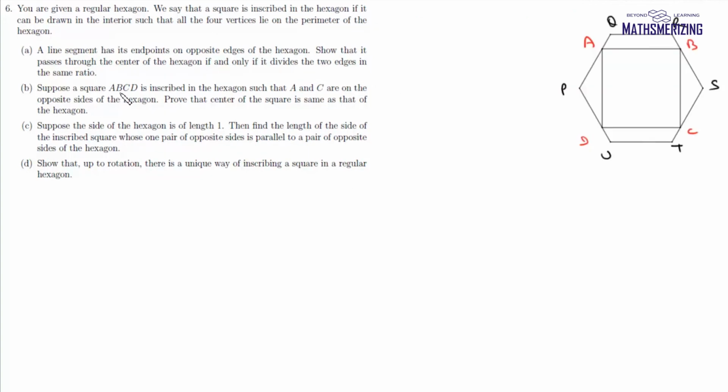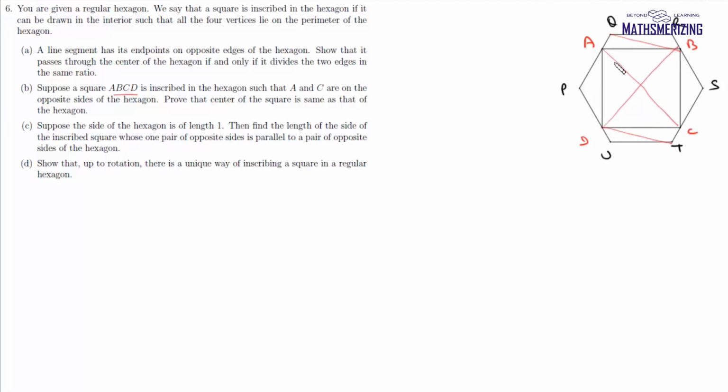Now we'll come to the second part, which is, suppose a square ABCD is inscribed in a hexagon such that A and C are on opposite sides of the hexagon. Prove that the center of the square is the same as that of the hexagon. So what we'll do is, we'll prove that this triangle AQB is congruent to this triangle CDT. Now how do we do that? What we'll do is, we'll join these diagonals AC and BD.